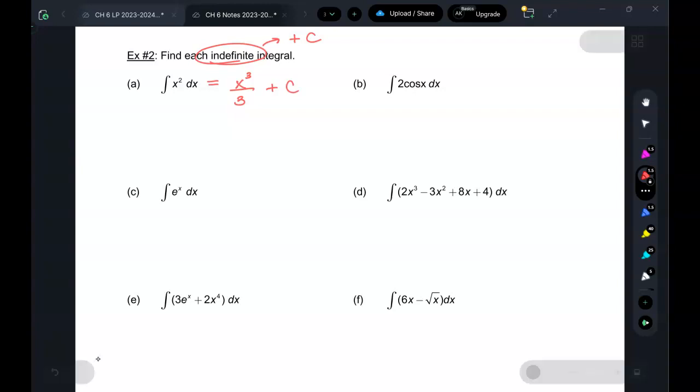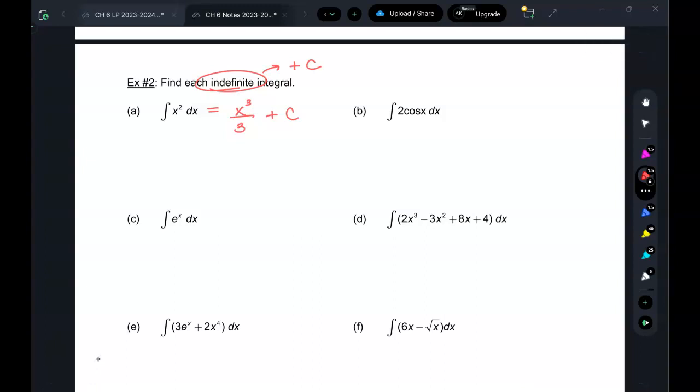Okay. If you know the limits of integration, then your answer is going to be an actual number. But right now we can't figure out what this is. We can just find out the formulas for it. Okay. Integral of 2 cosine x will be 2 sine x plus c.